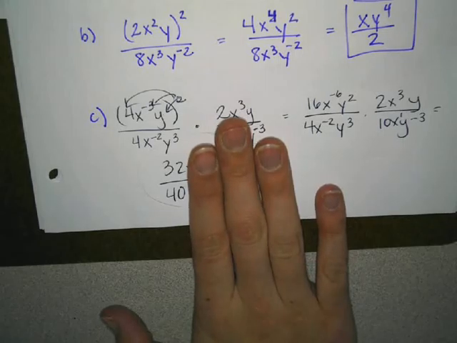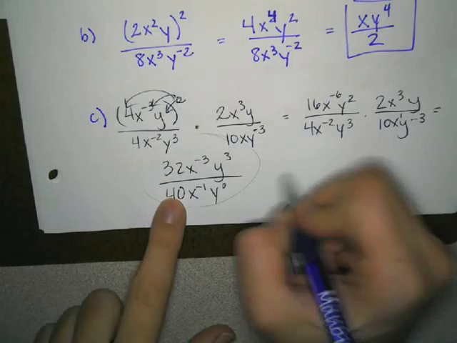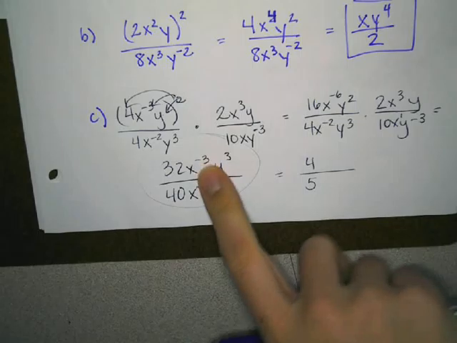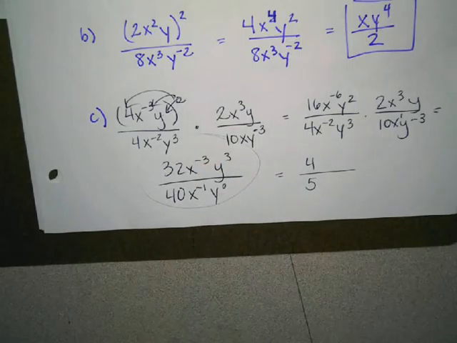4 over 5. 8 goes into 32 4 times, into 45 times. So we should have 4 over 5. And then we look at the x to the negative third and x to the negative first.